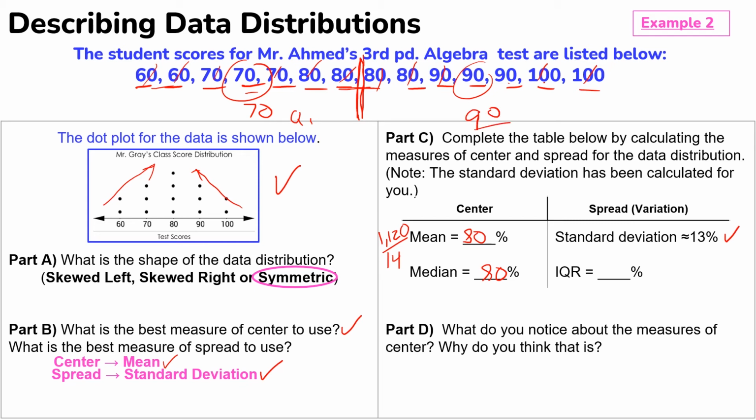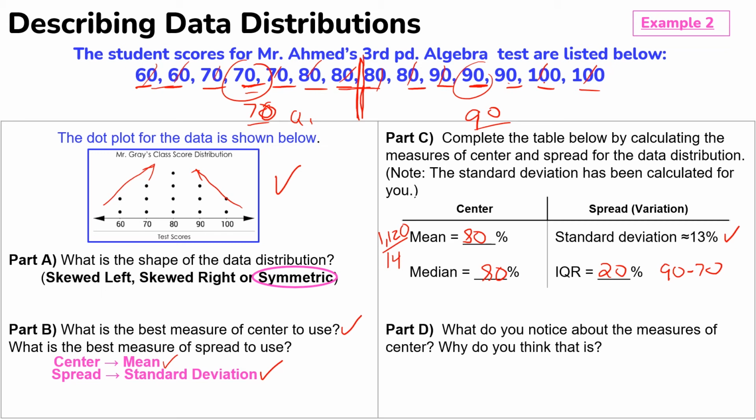So finding the interquartile range here, excuse my handwriting. The median of the lower half is 70, the median of the upper half is 90. We're just going to subtract those two numbers. 90 minus 70 is 20. So the interquartile range is 20.